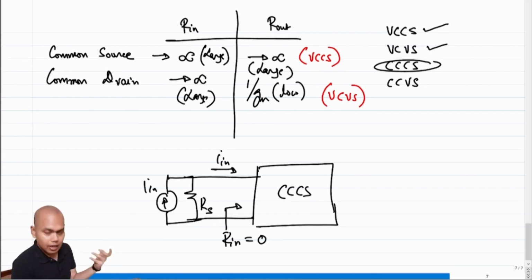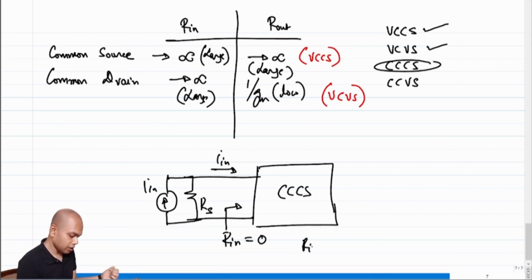So in a real current controlled current source, what do we need to have? We need to have Rin to be much less than Rs. This is the real CCCS input impedance.